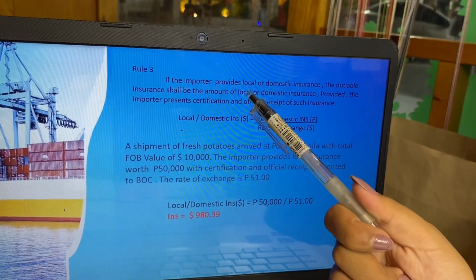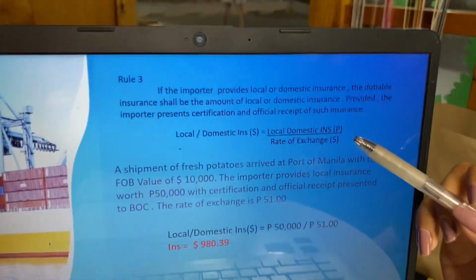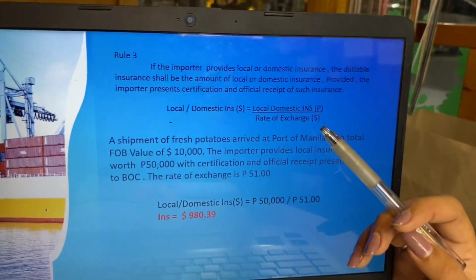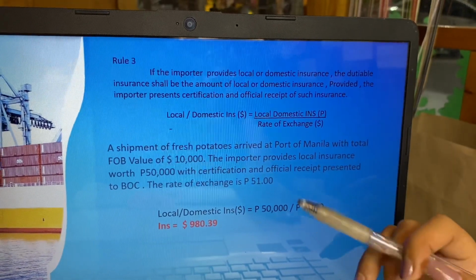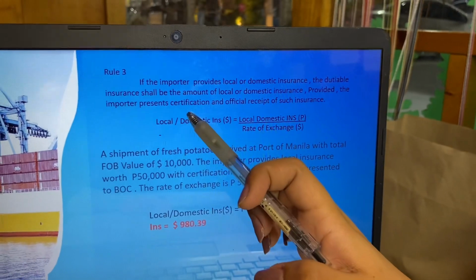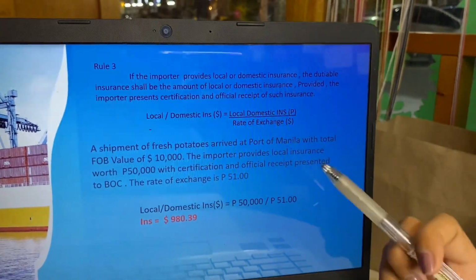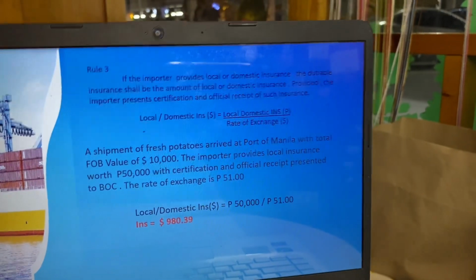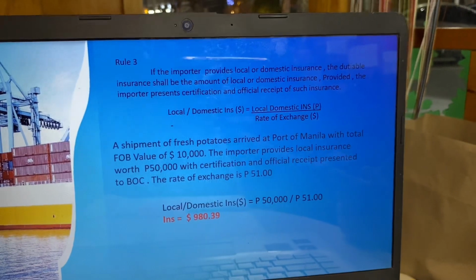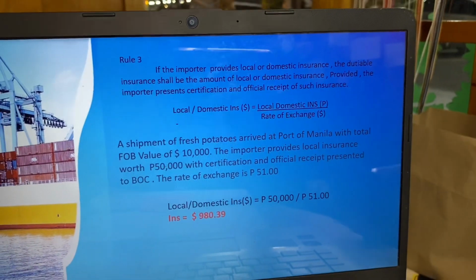So since local or domestic insurance man, peso sign siya, we need to be careful sa mga inanin. Peso sign siya or US dollar, medyo siya timanaan lang. And then, kailangan sa nga ang importer ma-present siya is from certification o official receipt for such insurances. Kailangan siya ma-present niya o naa siya. Kaya may mga instances na naa siya pero wala niya na-present sa BOC, so that would be not counted.